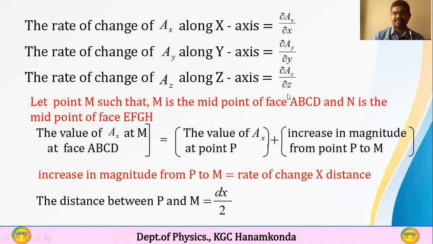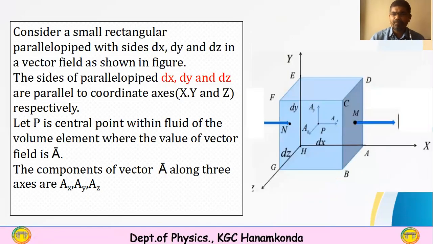Dou ax by dou x is along the x-axis, dou ay by dou y is along the y-axis, dou az by dou z is along the z-axis. Here I am taking a point M on the face ABCD. This point is the midpoint of this face. And one more point I am taking on face EFGH, point N. The point N is also the midpoint of the EFGH face.